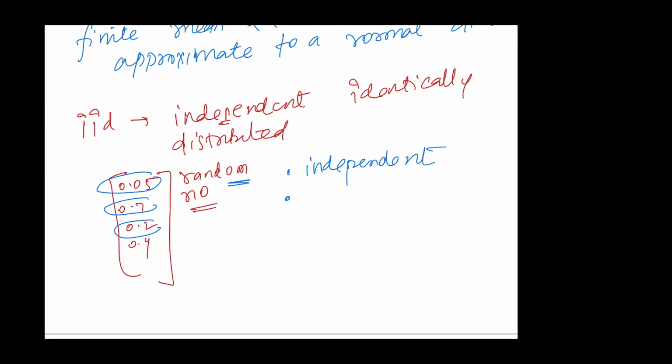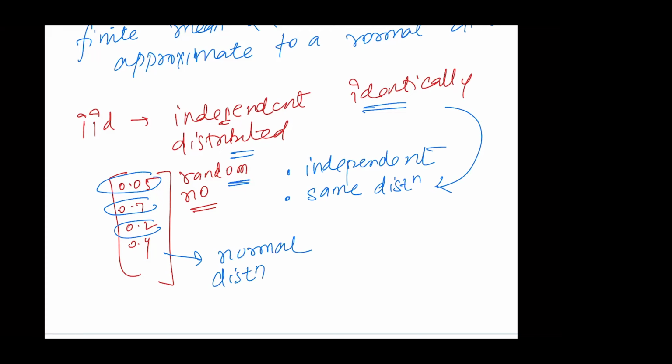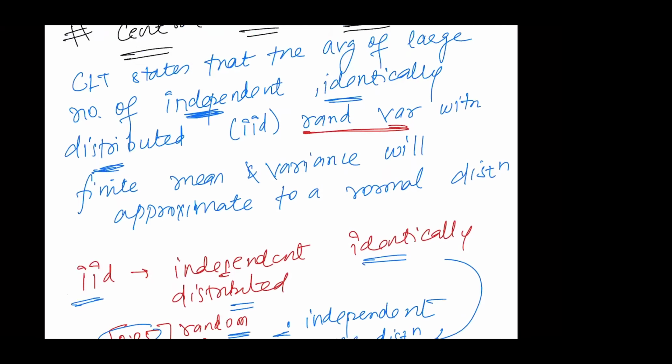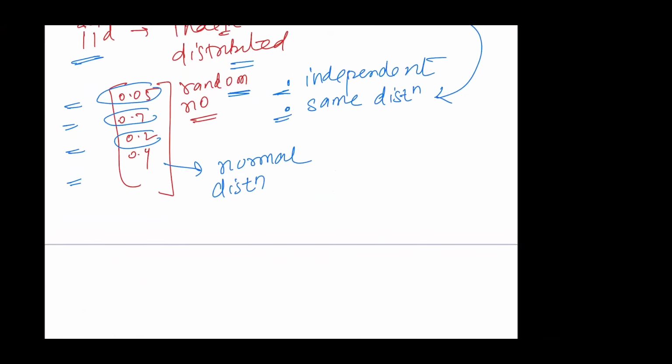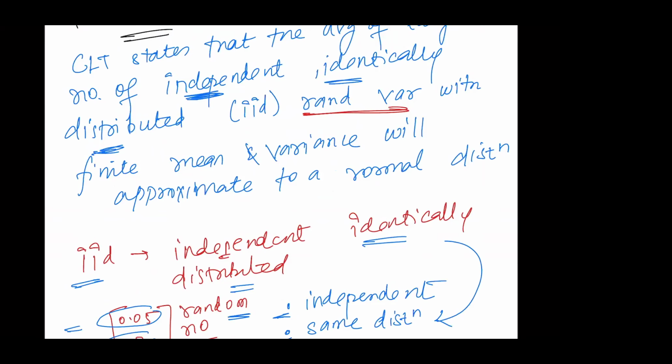Identically distributed basically means they should be from the same distribution. We know that when we say we are generating random numbers from a normal distribution, we assume that all these numbers will be generated using it, so the underlying distribution will be the normal distribution. So this is what we say as IID: it should be independent and from the same distribution. Now, if we do the average of all these generated random variables, the final distribution we get will be a normal distribution.